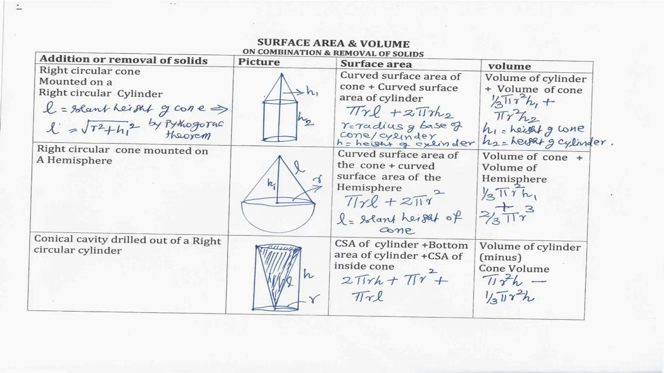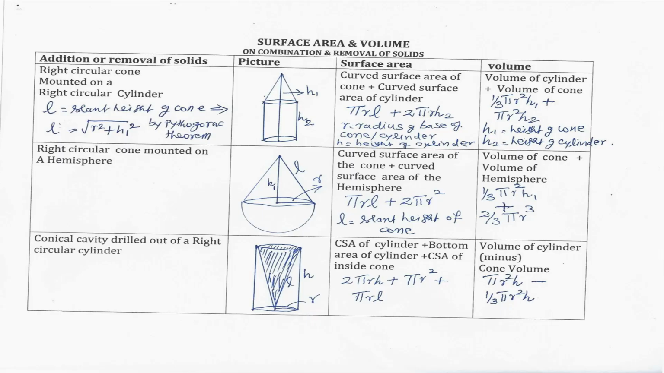So here H1 and H2 have been distinctly identified because cone has a different height than the cylinder height. The volume is a simple formula. Volume of cylinder plus volume of cone is the total volume of the solid. That is 1 by 3 pi r squared h plus pi r squared h.